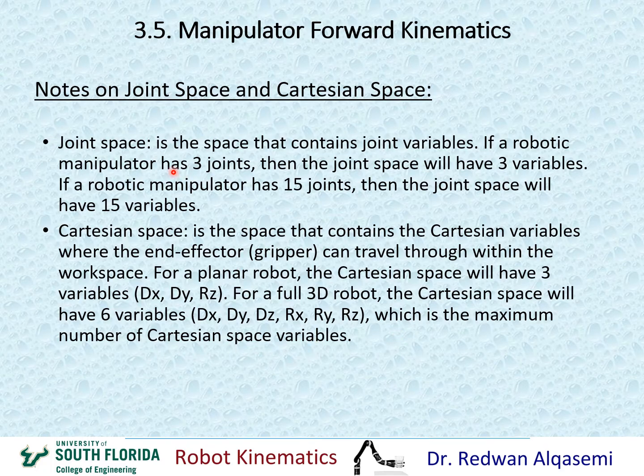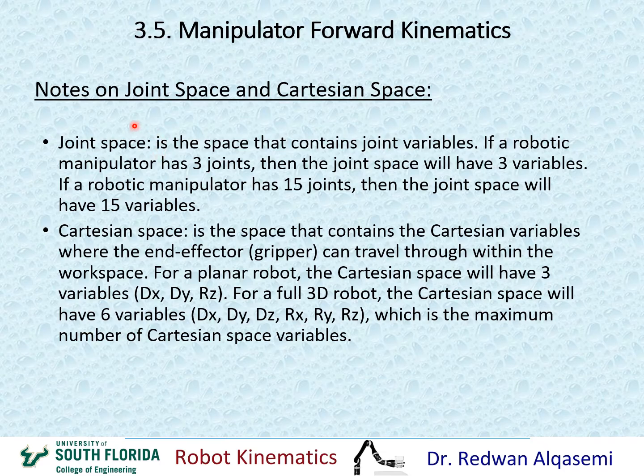So whenever we talk about joint space, we're talking about the number of joints in your robot. And whenever we talk about the Cartesian space, we're talking about what directions the end effector can go when we use this robot. And the end effector can go in any one of these 6 directions, or maybe part of these 6 directions.